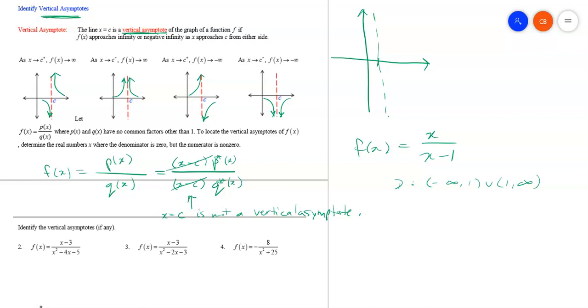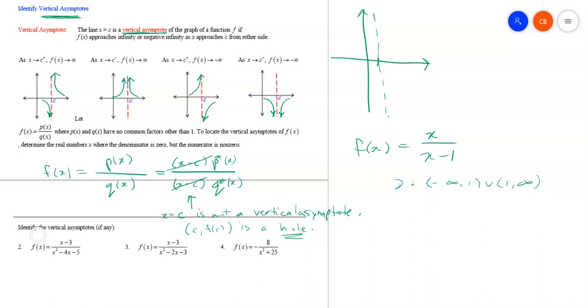Actually, it would end up having a different behavior. It still is not in the domain. You know, c is still not possible to plug into the original, so c is still excluded from the domain. But the nature of that one would be that the point you get when you plug in c, which has the x value c, and then f of c would be the y value there, would actually end up just being a hole in the graph. So we'll see some examples for doing that one as well a little bit later on, but I just wanted to introduce that idea to you now.